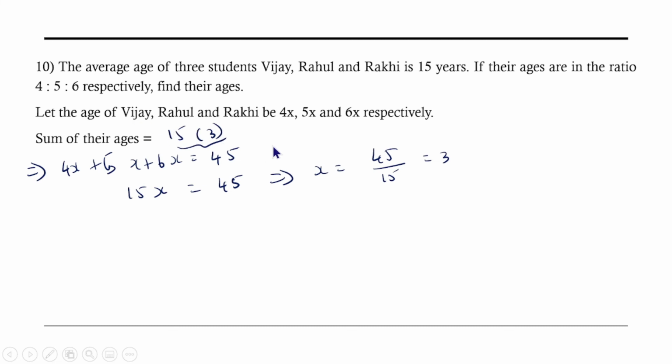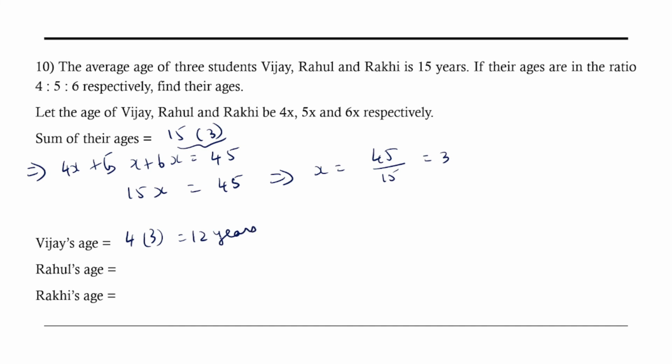The age of Vijay will be 4x, so it is 4 into 3, which is 12 years. Then Rahul's age will be 5x. X is 3, so 5 into 3 is 15 years. And finally, we have taken Rakhi's age as 6 into x. So 6 into 3 is 18 years. Rakhi's age is 18 years.